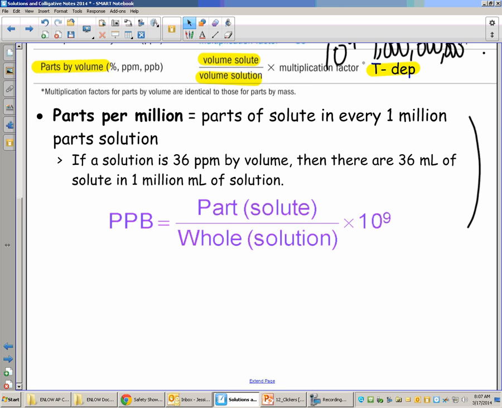Okay, so parts of solute for every million parts of solution. Here's an example: 36 parts per million by volume is 36 milliliters of solute in 1 million milliliters of solution. So this is just making sure you know what ppb or ppm means. If you just want to know the basics of it, write down an example: 36 parts per million is 36 milliliters of solute over 1 million milliliters of solution. And then anything with volume in it is temperature dependent, so this is temperature dependent.